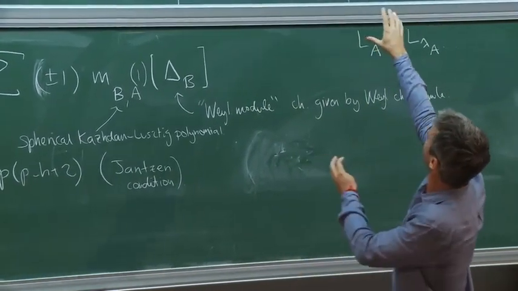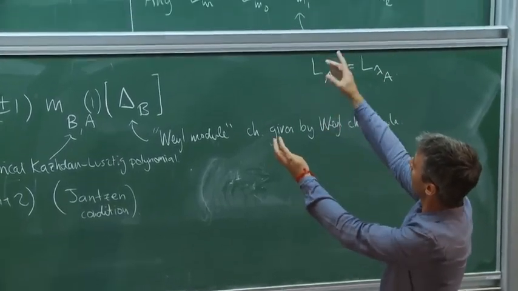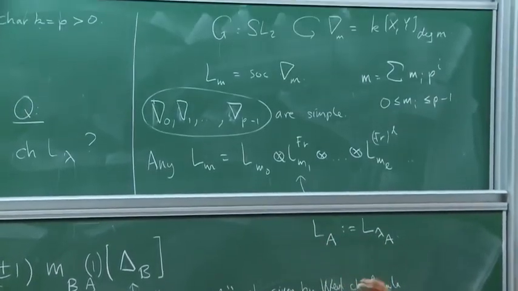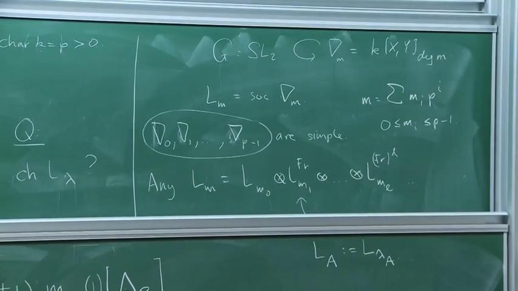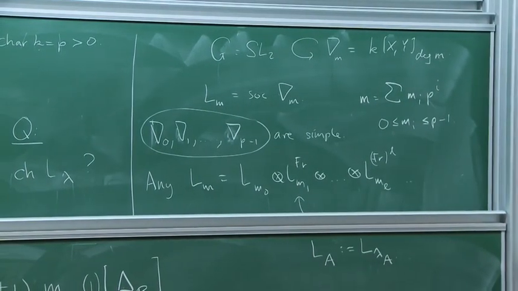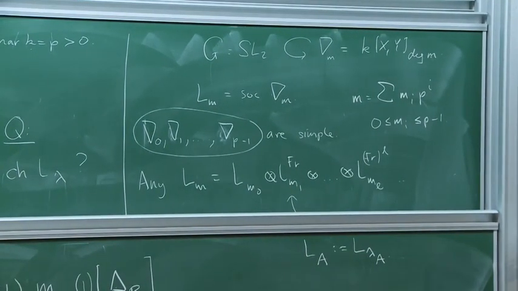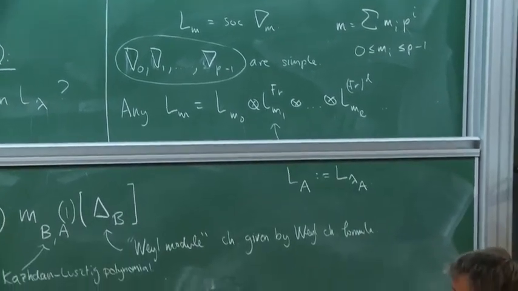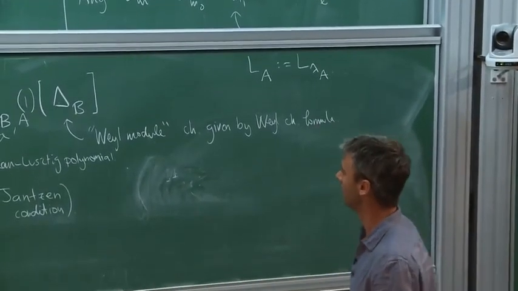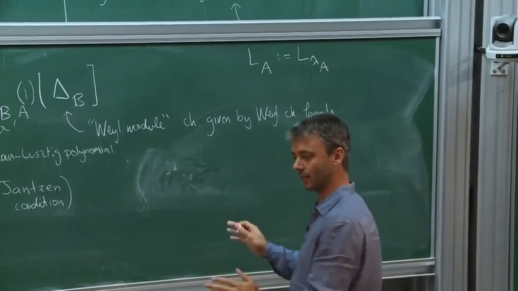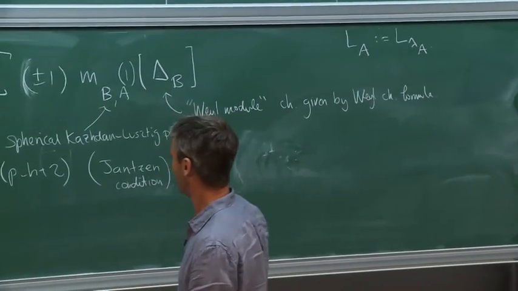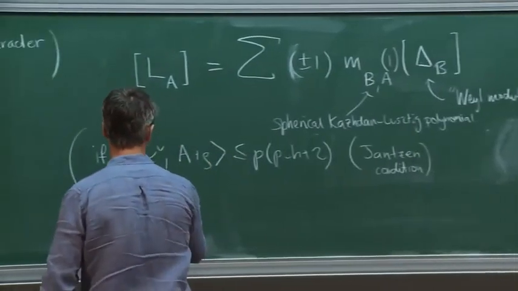And so in this example of SL2, you see that there are these p minus 1 building blocks from which you can get all representations. This is the case here also in general by Steinberg tensor product theorem. And so if we know this formula, then we're okay. So M_B^A is evaluated at 1? Yes, the value of a Kazhdan-Lusztig polynomial at 1. Alpha, any positive root.